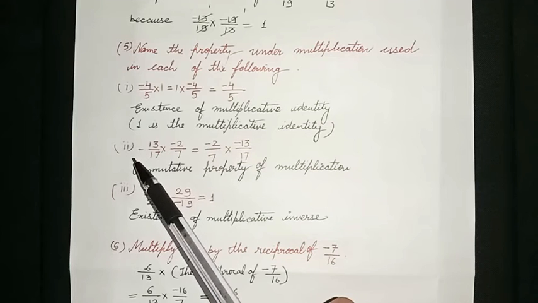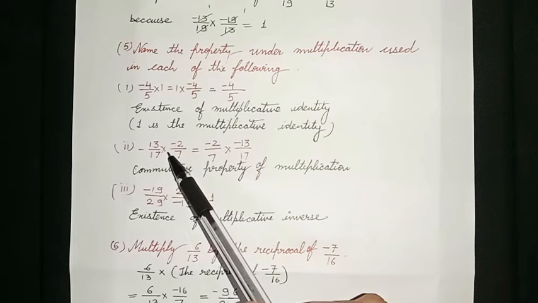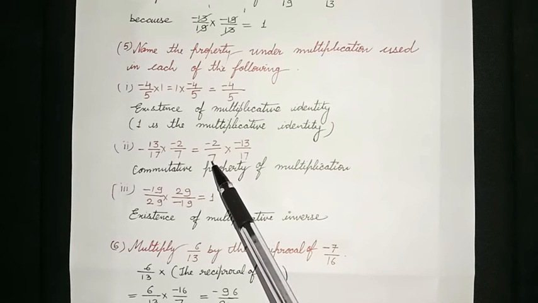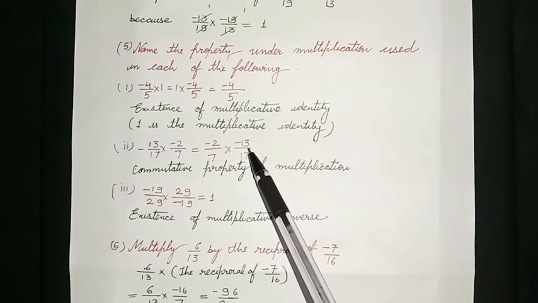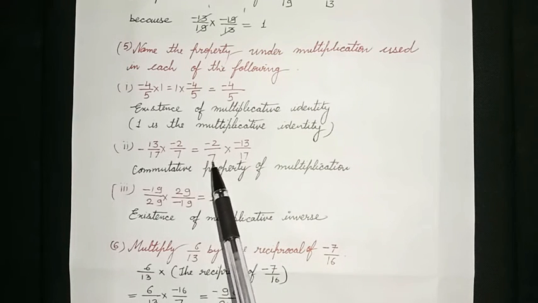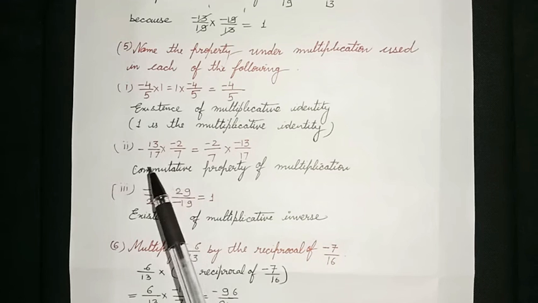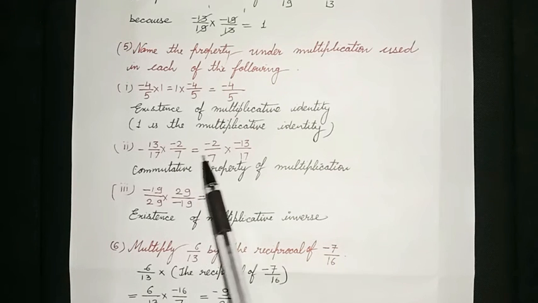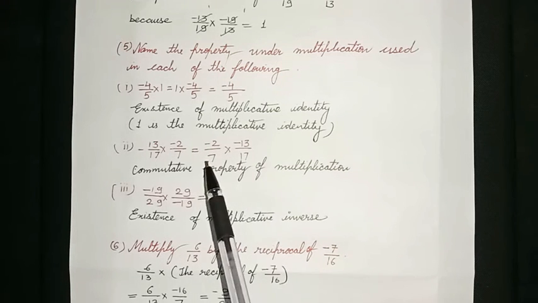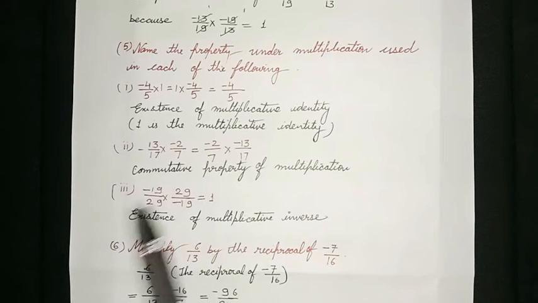Now the second part is minus 13 upon 17 into minus 2 upon 7 is equal to minus 2 upon 7 into minus 13 upon 17. You can see on the right hand side, the order is not like the left hand side. So which property can you see here? Commutative property of multiplication.